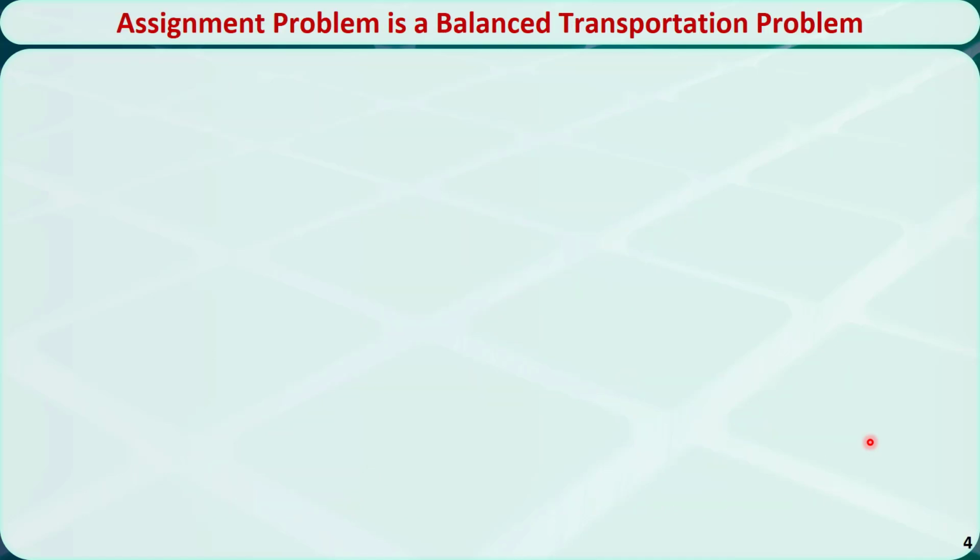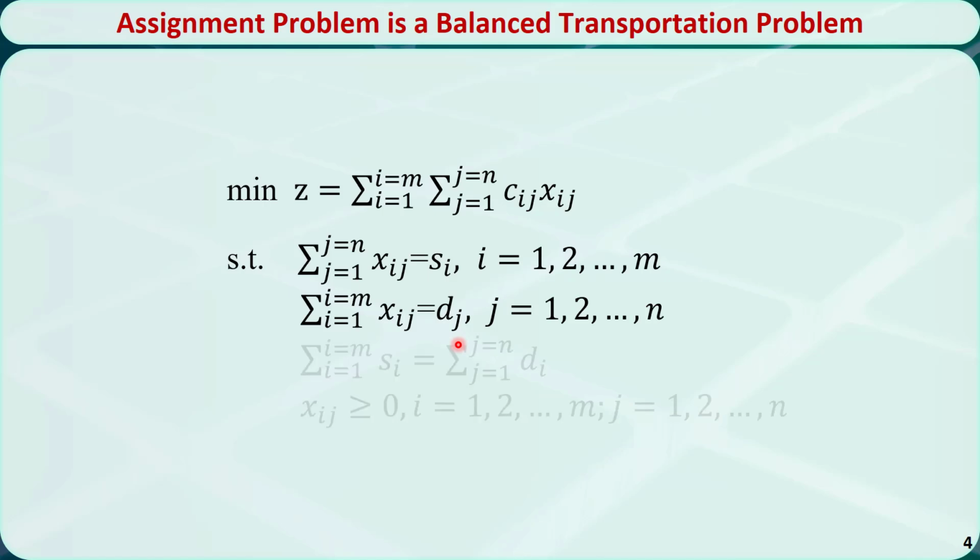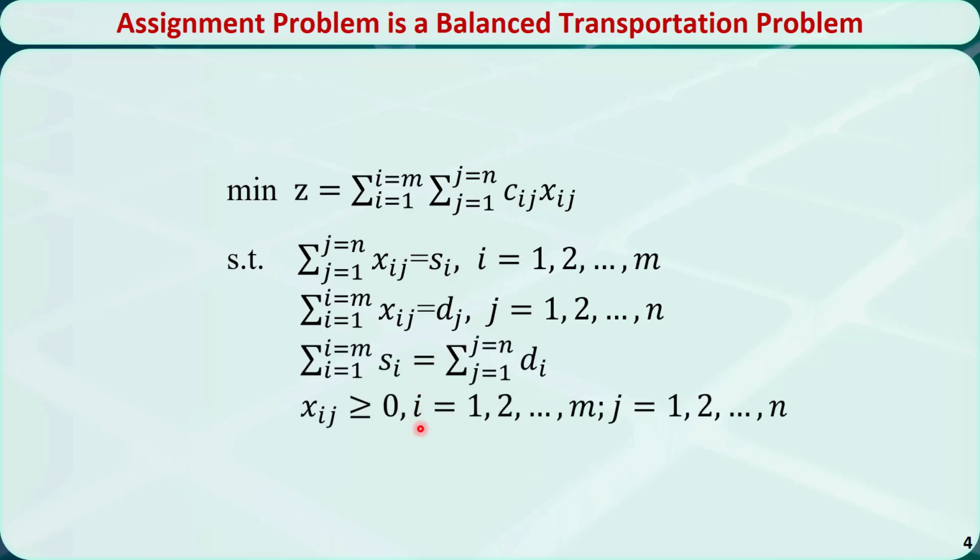The assignment problem is a special case of the balanced transportation problem. The objective function is the sum of the cost matrix times the decision variables. The sum of each row is equal to the supply, which is the total number of available employees. The sum of each column is equal to the demand, which is the total number of cities. The total supply is equal to the total demand, 4 is equal to 4. Therefore, we can try to use the transportation simplex method to solve the problem.